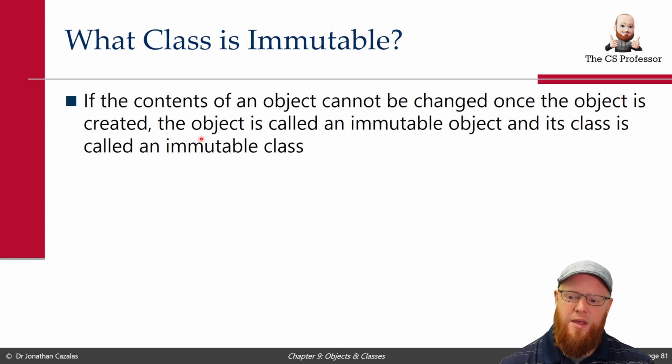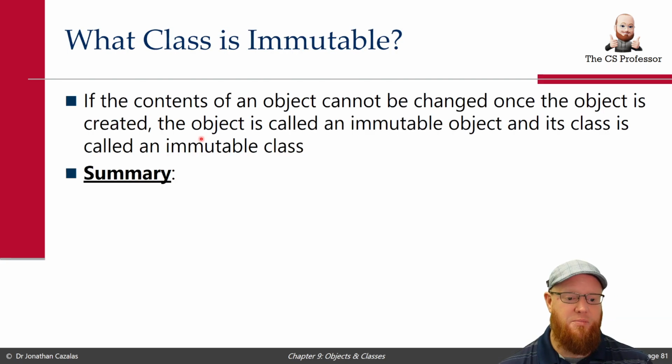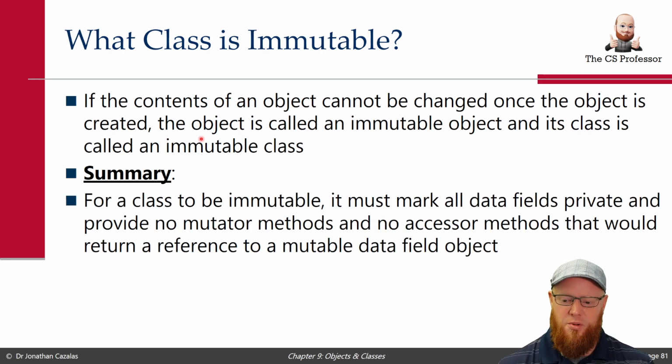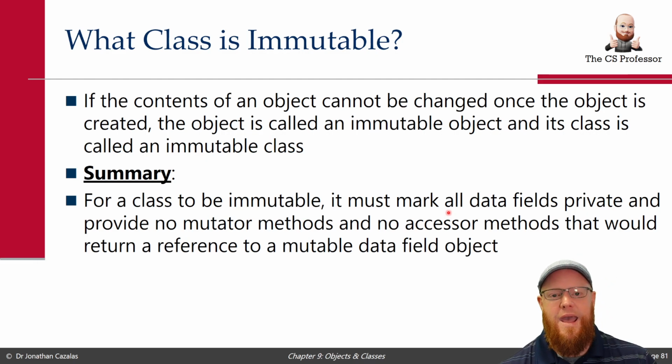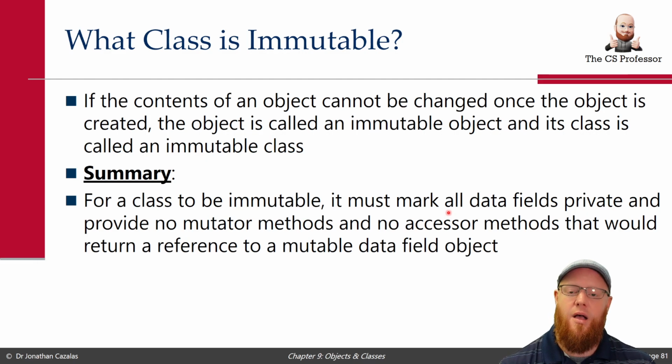So in summary, if the contents of an object cannot be changed, once the object is created, the object is called immutable, and the class is immutable. But in order for a class to be truly immutable, all of the data fields have to be private. You cannot have any mutator methods, and you cannot have an accessor method that would return a reference to a mutable object.